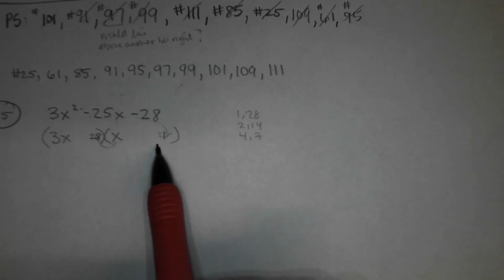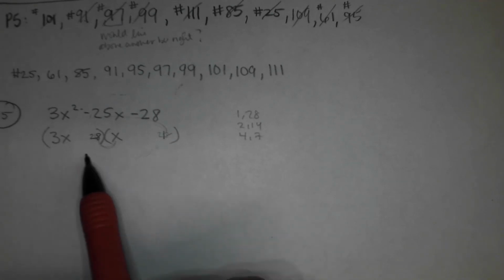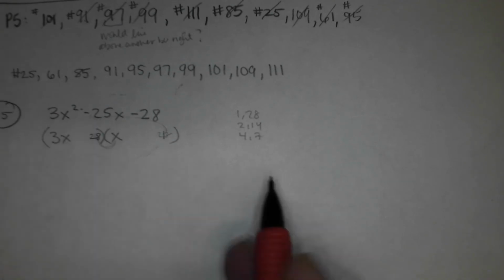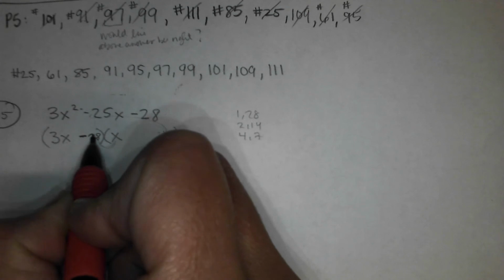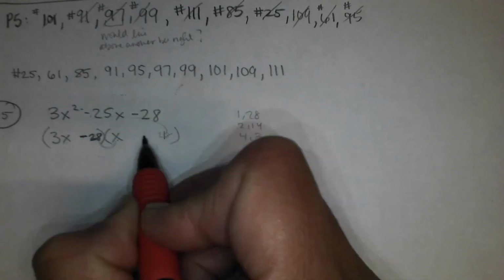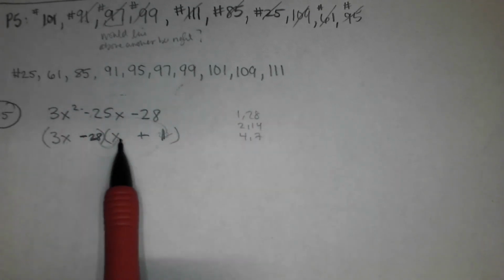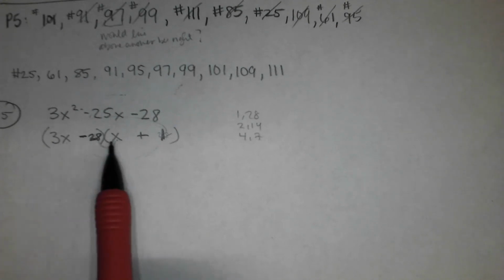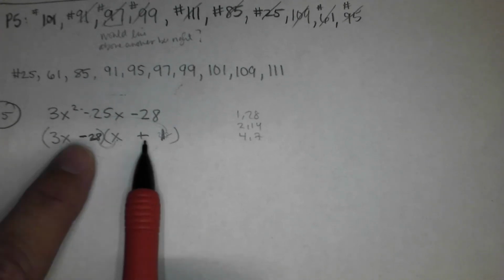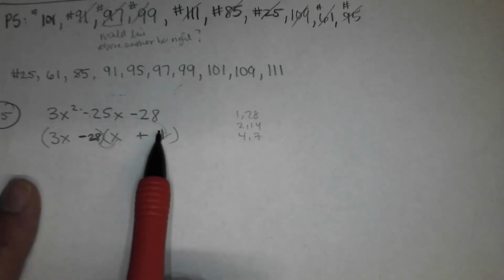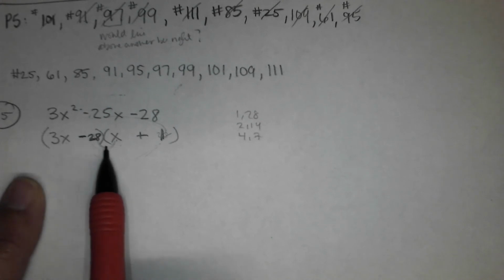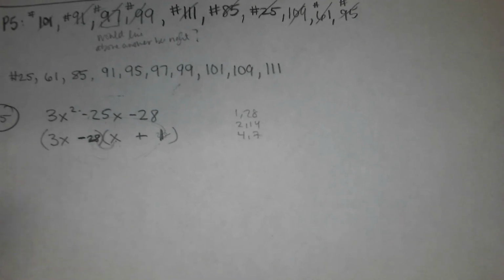On the outside, it's going to be a 3x product. And I want it to be a negative 25, so I'm going to make the negative 28x and the positive 1. So 3x minus 28x plus 1 will work. We've got 3x squared on our first, negative 28 on our last. Outer is 3x, inner is negative 28x, and 3 and negative 28 combined to negative 25. So that's number 25.